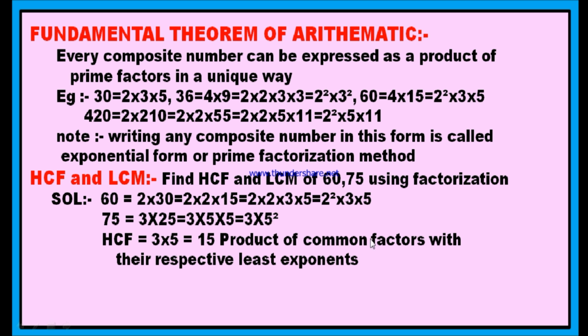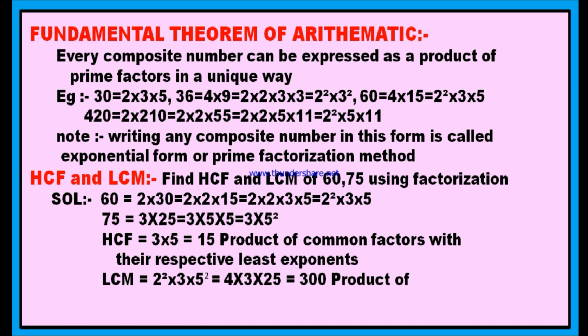Out of these common factors, here the exponent of 5 is 1. Here the exponent of 5 is 2. Therefore, what is the least exponent? 1. Therefore, you have to consider 5 only. HCF is 3 into 5. These are common factors in both 60 and 75. What is the product of 3 into 5? 3 into 5 is 15. Therefore, HCF of 60 and 75 is equal to 15. HCF is nothing but the product of common factors with their respective least exponents.